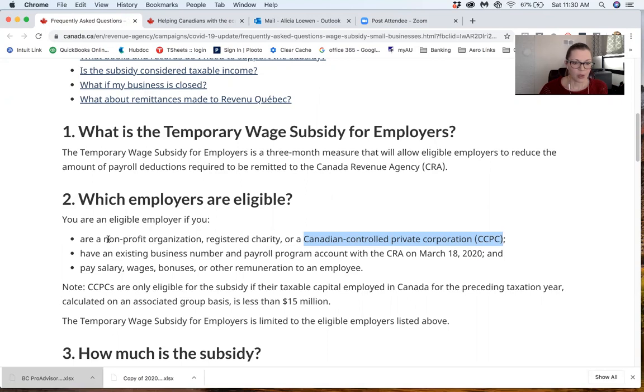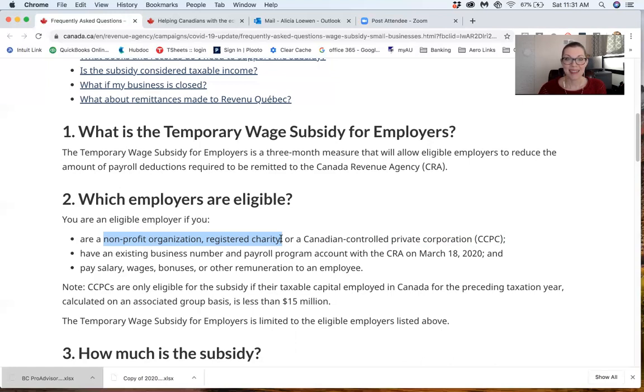It also includes nonprofit organizations and registered charities. The interesting thing to note is it is not currently including sole proprietorship businesses. So if you operate a sole proprietorship and you have employees that you pay wages to, unfortunately, you cannot participate in this wage subsidy program.